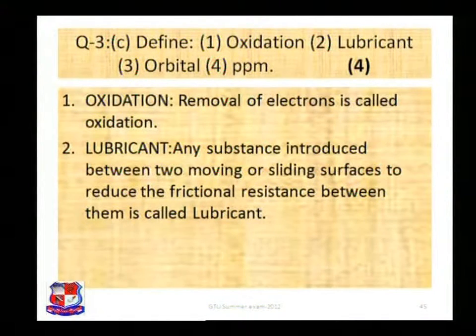Let us see the third thing, that is question 3C. You can see here the 4 definitions are asked in the paper. Each definition has the weightage of 1 mark. Okay, so the first definition asked is what is oxidation. You can straightaway write down: the removal of electrons is called oxidation. Then the definition of lubricant: any substance introduced between two moving or sliding surfaces to reduce the frictional resistance between them is called lubricant. So this much is enough for today.